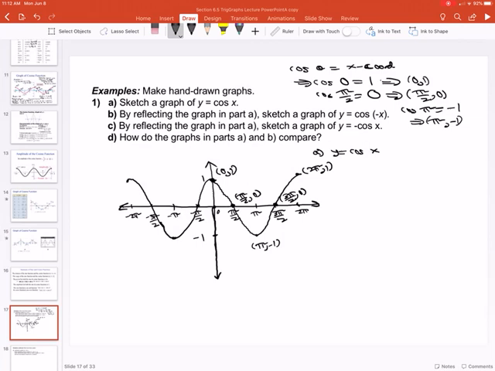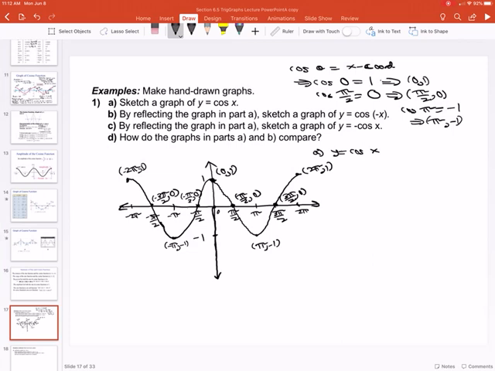So we want to fill in these other points. Yeah, negative pi over 2, 0 is on there. I know negative pi, negative 1 is on there. I know negative 3 pi over 2, 0 is on there. And I know negative 2 pi, 1 is on there. But there's a graph of y equal cosine x.